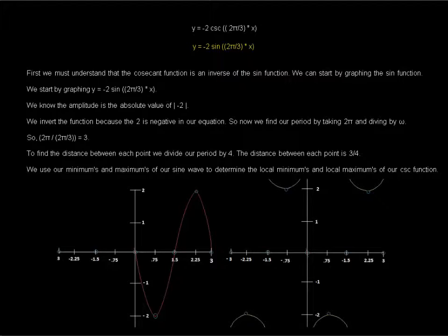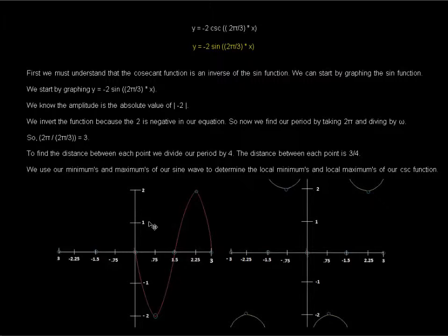Standard form is y equals a cosecant (ωx plus b). We start by graphing y equals -2 sine of (2π/3)x. We know the amplitude is the absolute value of the coefficient of this function. The amplitude is 2, and we invert our function because it's negative, as seen here by the sine function.